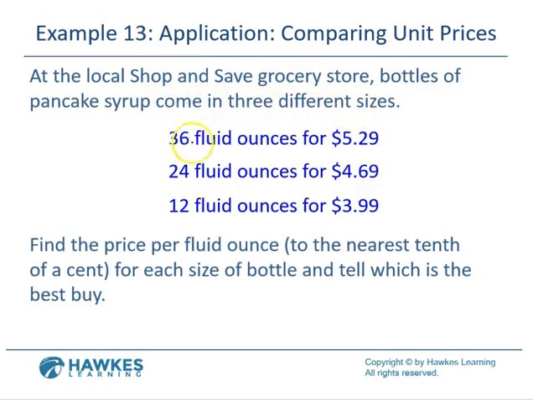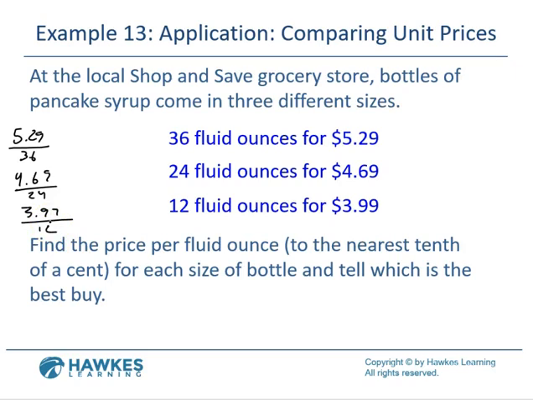At the local Shop and Save grocery store, bottles of pancake syrup come in 3 different sizes: 36 fluid ounces for $5.29, 24 fluid ounces for $4.69, and 12 fluid ounces for $3.99. Find the price per fluid ounce to the nearest tenth of a cent for each bottle and tell which is the best buy. Notice again, we're still doing cost per. So this is going to be a cost per ounce. We're going to have $5.29 over 36, then $4.69 per 24, and then $3.99 per 12, and we can go straight into our calculator.